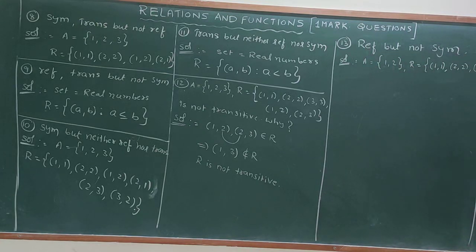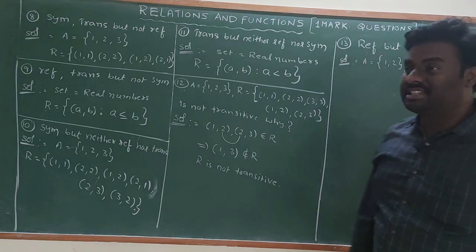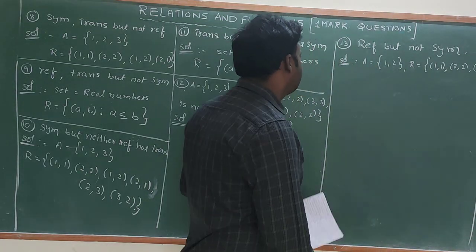But it is not symmetric. Why? Because (1,2) is there in the relation R, but the reverse of (1,2) is (2,1), and (2,1) is not there in the relation R. Therefore it is reflexive but not symmetric.